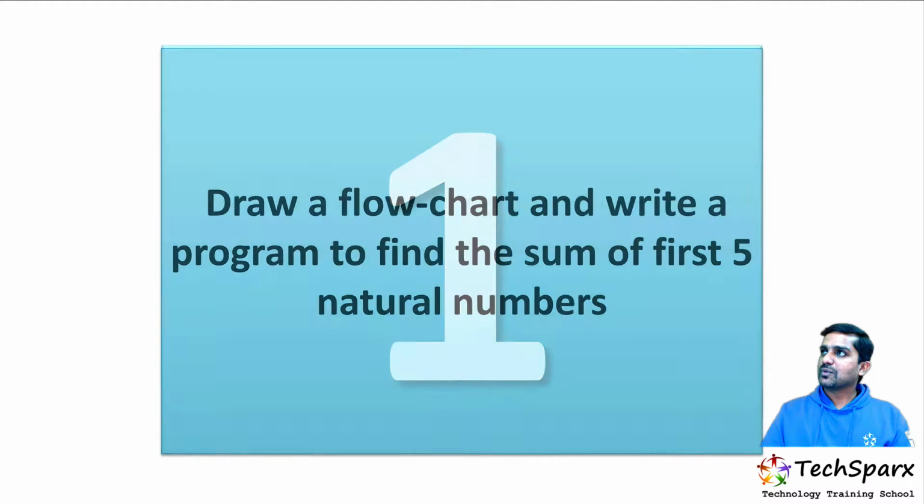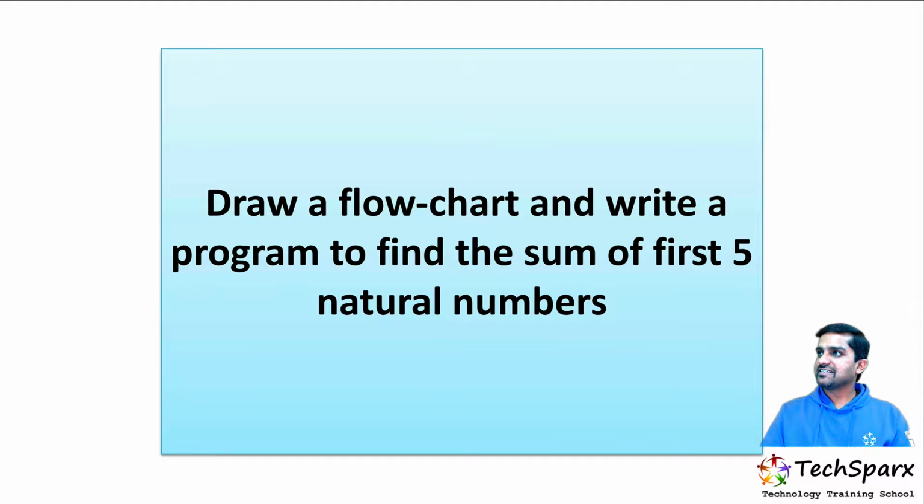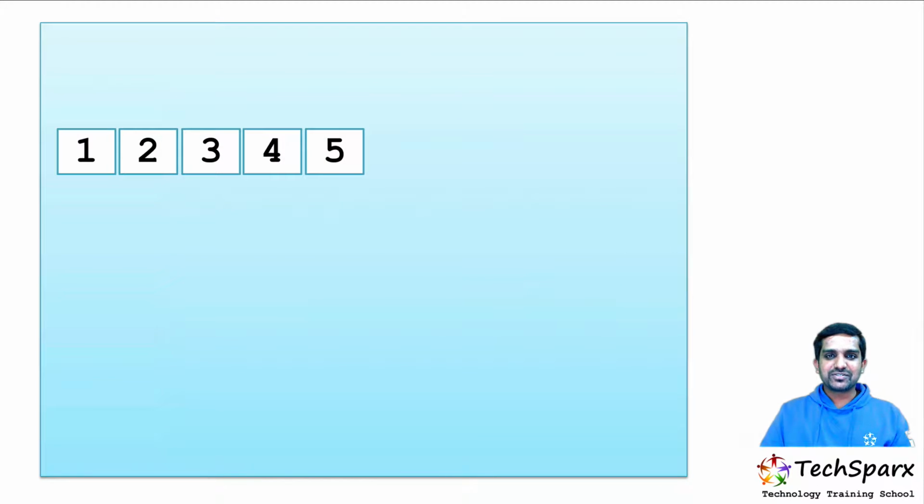Let's look into one program. Draw a flowchart and write a program to find the sum of first 5 natural numbers. So let's assume that the natural numbers are 1, 2, 3, 4 and 5. It's not an assumption, it is the natural numbers.